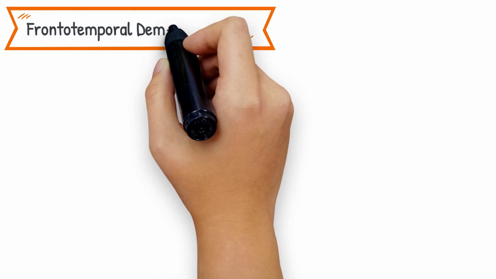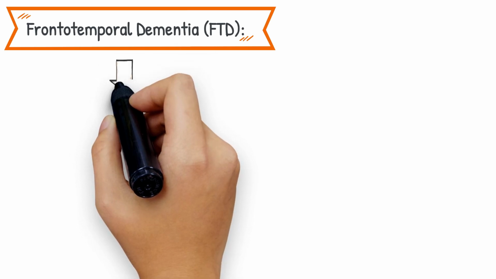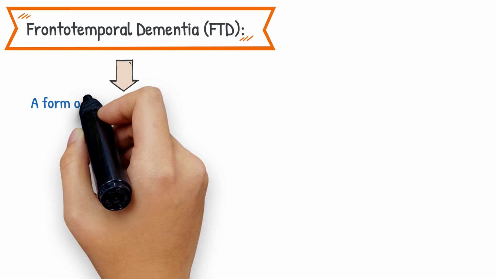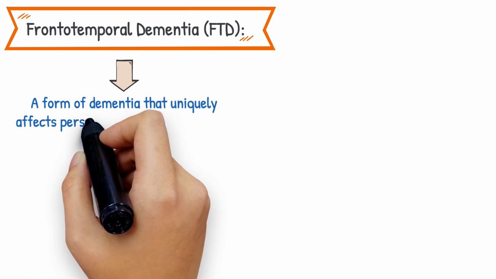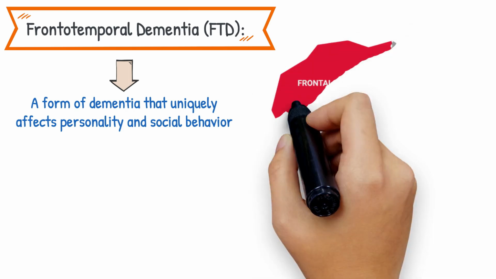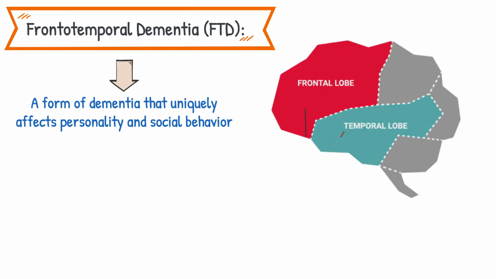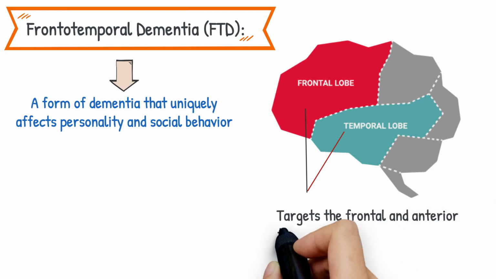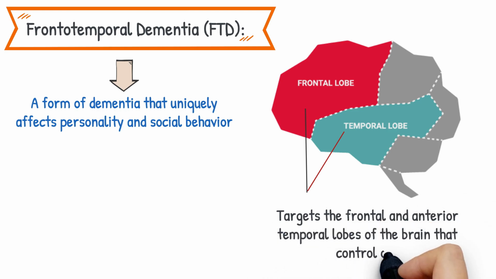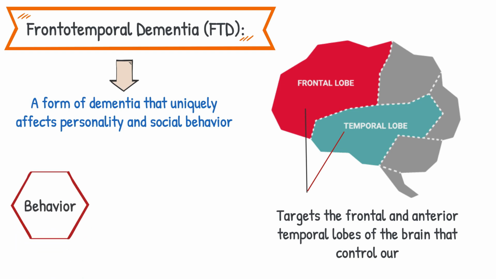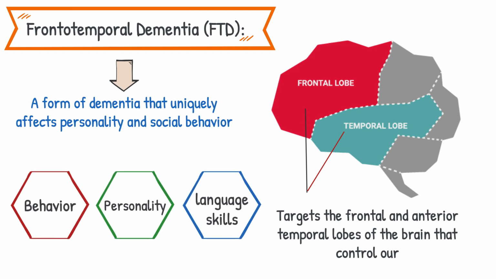Frontotemporal dementia, FTD. Lastly, let's focus on frontotemporal dementia, or FTD, a form of dementia that uniquely affects personality and social behavior. Unlike other types, FTD primarily targets the frontal and anterior temporal lobes of the brain. These regions are crucial for controlling our behavior, personality, and language skills.